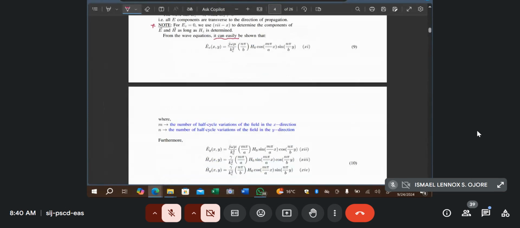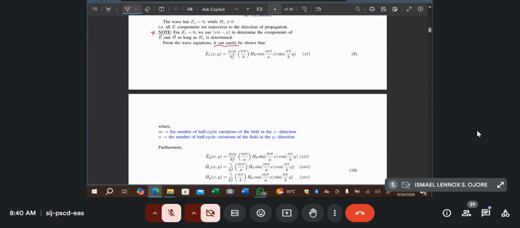Where now we have introduced some constants there, m and n. So the number of half cycle variations in the field in the x direction will give us m, and n is the number of half cycle variations in the y direction. That means you are able to see the field inside the waveguide in this sense.